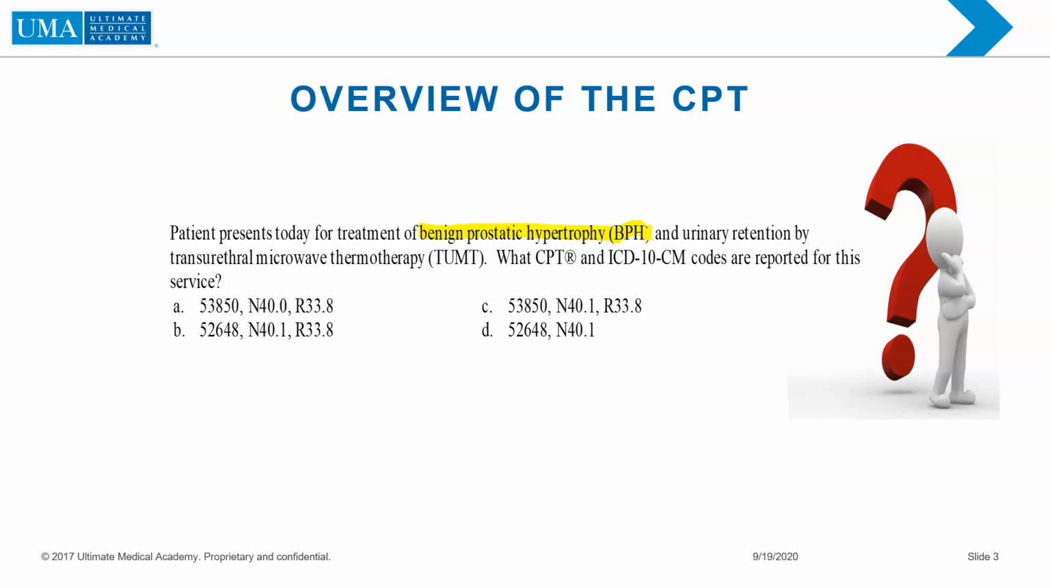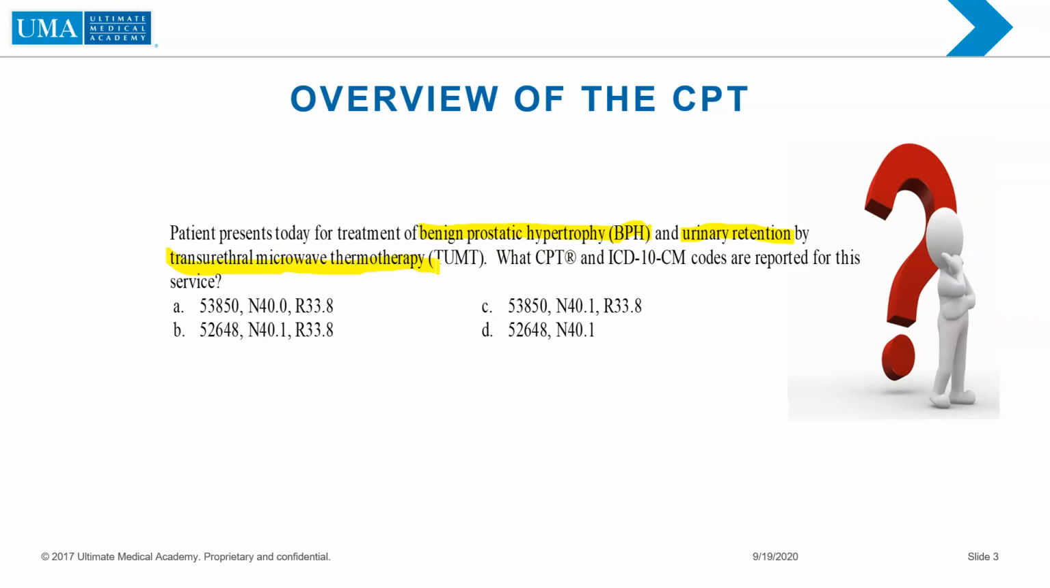So again, patient presents today for treatment of benign prostatic hypertrophy, and it says "and," so this is included, and urinary retention. So that's two different ICD-10 codes. They're present for treatment of that. And how are they going to have treatment? They are going to receive a transurethral microwave thermotherapy, so they have the acronym there, TUMT. And all they simply want to know is what CPT and ICD-10 codes are reported for this service.